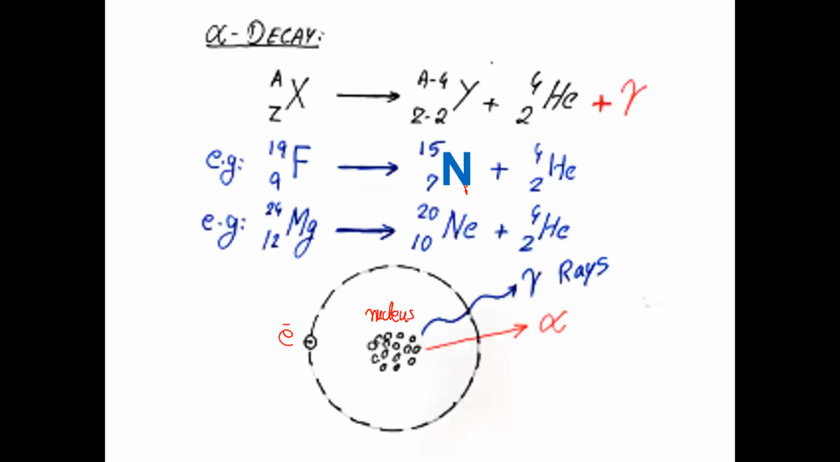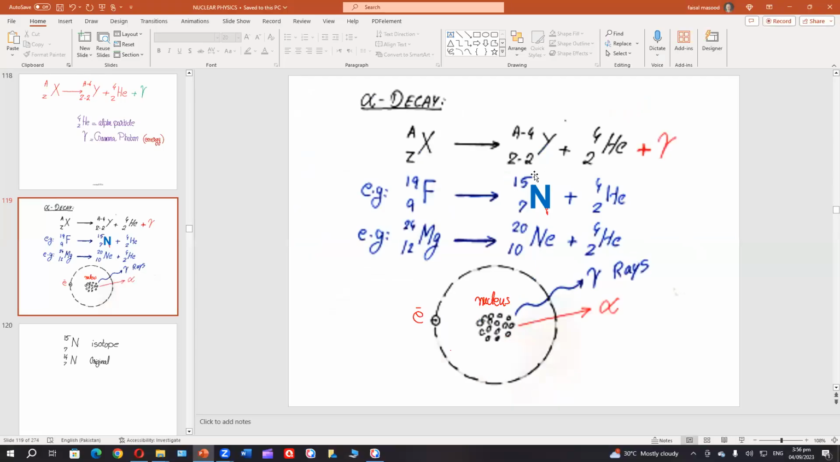Now look at this equation. This is a sample set of equations. Fluorine 19, 9 is a sample here. You're not supposed to remember the names of elements like fluorine, chlorine. You just have to remember the numbers. 19 becomes 15, as the formula is A minus 4, and Z 9 becomes 7. This is called the template equation.